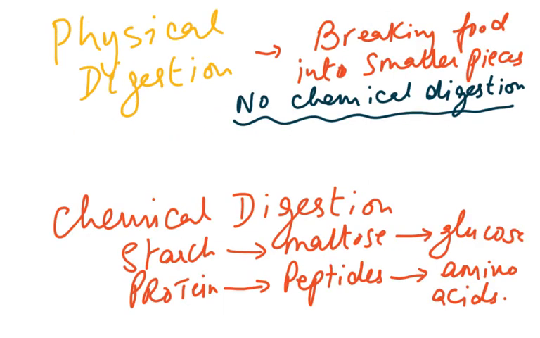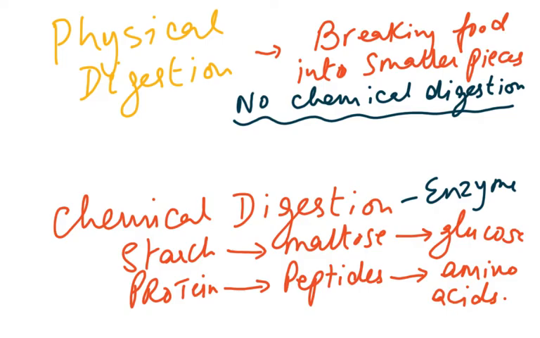Now, the differences between physical digestion and chemical digestion. Well, the teeth basically are breaking up the food into smaller pieces, so that's physical digestion. But the amylase in the mouth is chemical digestion because it's converting starch to maltose. So there are two different categories of digestion. One is physical and one is chemical. Physical means just breaking up something into smaller pieces, like we have crushed ice. So breaking food into smaller pieces, no chemical digestion. Chemical digestion is when we use an enzyme. Basically, an enzyme is needed to do chemical digestion.